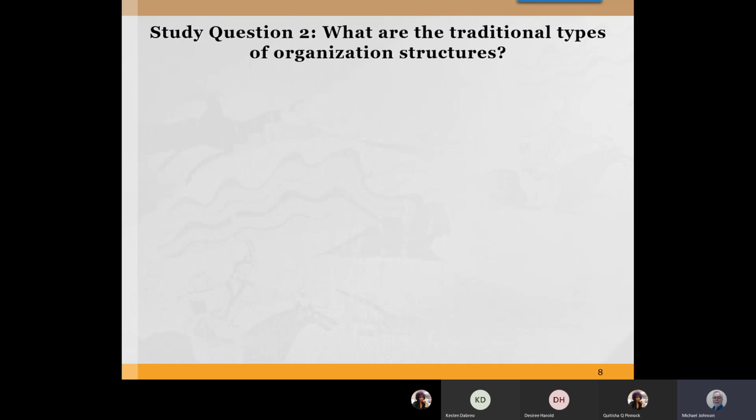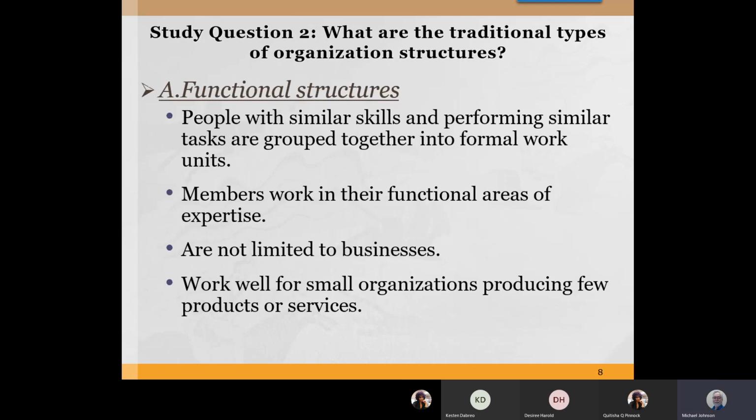So if we really want to break it down, we have to understand what the traditional model is and then what the new model is. So let's take a look at the traditional. The functional structures, people with similar skills and also performing similar tasks, they're usually put together in one form or another. Let's say that you're in the accounting department and therefore you're doing accounts receivable, but everybody who's doing any function within accounting, they are all separated. They're all part of the same group and they're all together, but they're separate inside of that particular group. So we call it a functional structure.